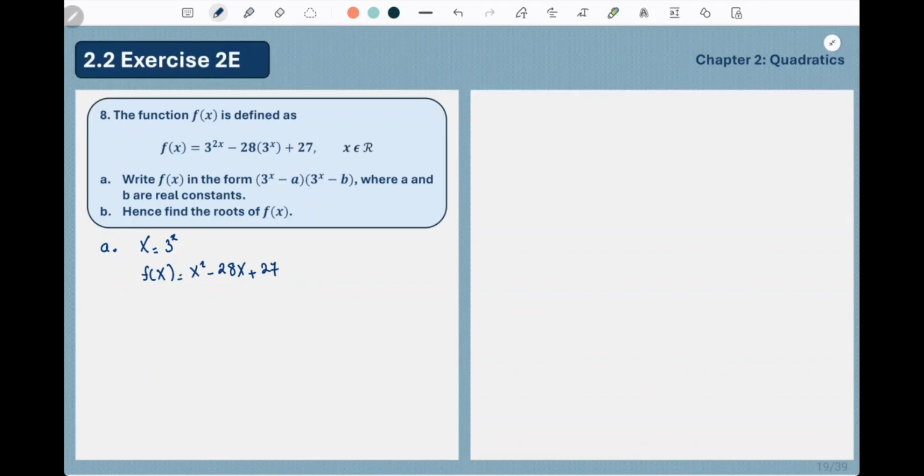So here I'm going to write this in this form. Let's find two numbers. AC is 27, B is minus 28. Two numbers that multiply together to give you 27 and add to give minus 28: minus 1 and minus 27. So (X minus 1)(X minus 27). And I replace X, so (3 to the power of x minus 1)(3 to the power of x minus 27). So a is 1, if we were to identify, and b is 27.